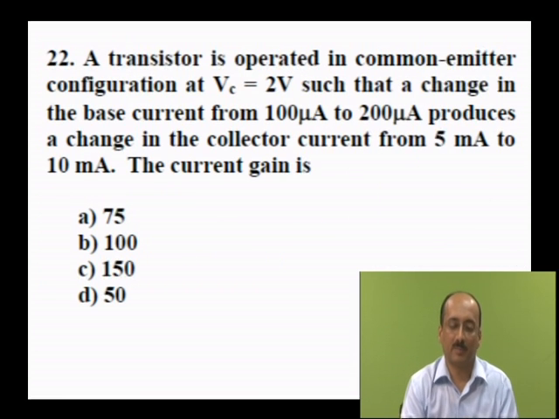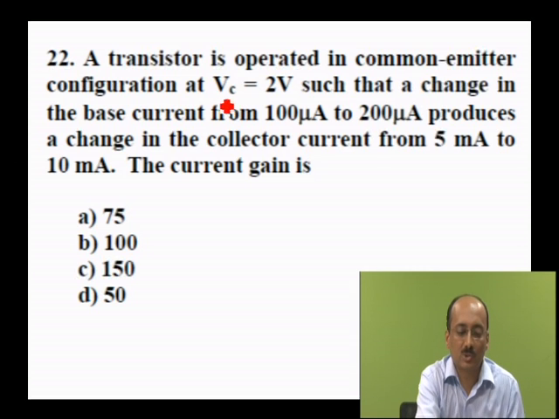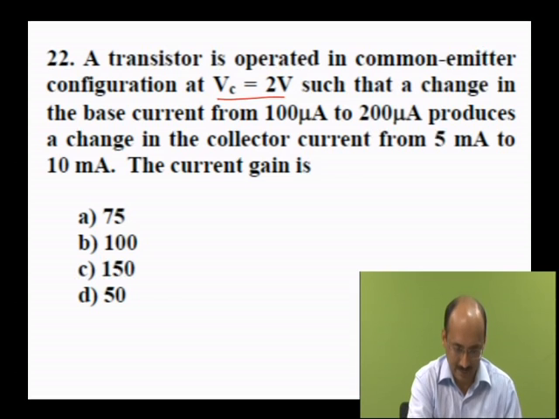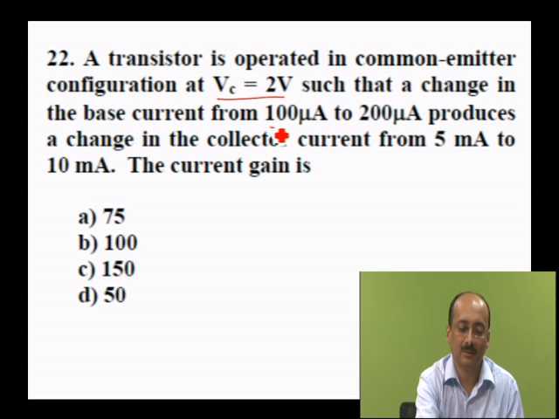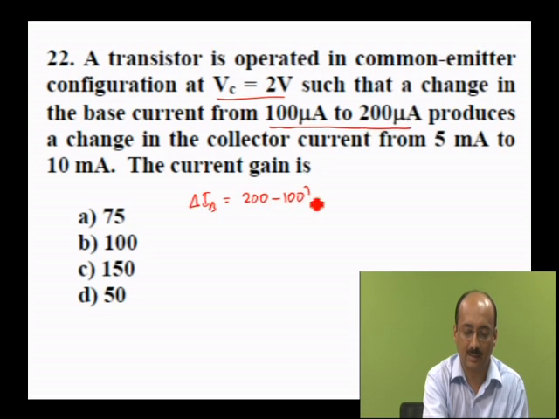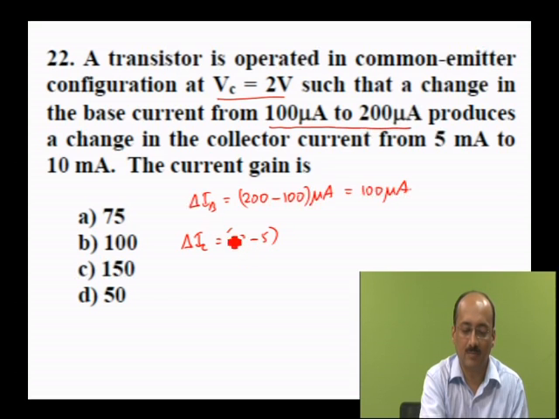A transistor is operated in common emitter configuration at Vc equals 2 volt, such that a change in base current from 100 microampere to 200 microampere produces a change in the collector current from 5 milliampere to 10 milliampere. It means that this is the change in the base current. So, I can write it as delta IB, which is 200 minus 100 microampere, which amounts to 100 microampere, and change in collector current means delta IC, and that is 10 minus 5 milliampere, that is 5 milliampere.